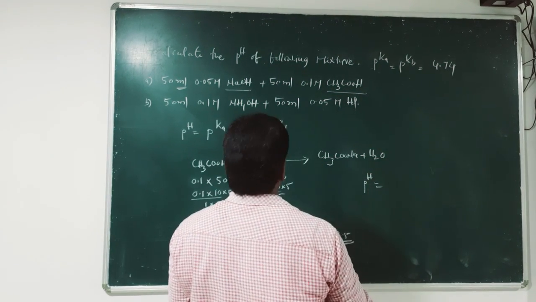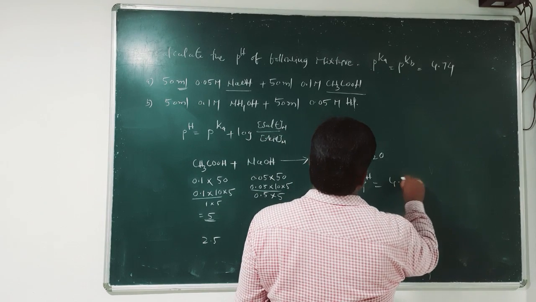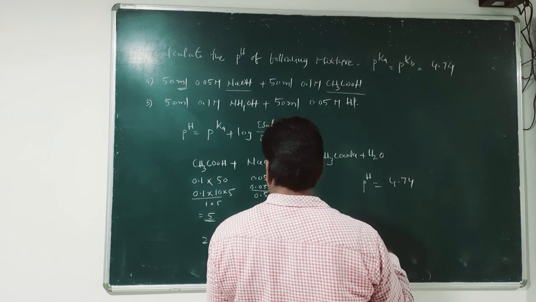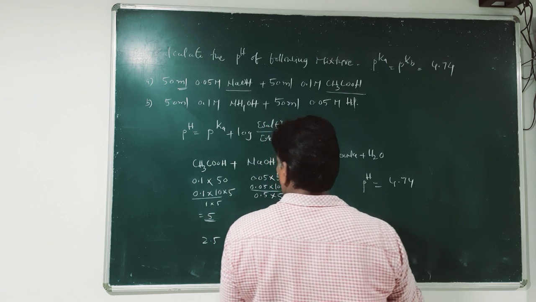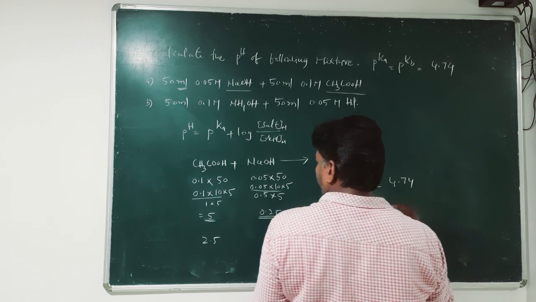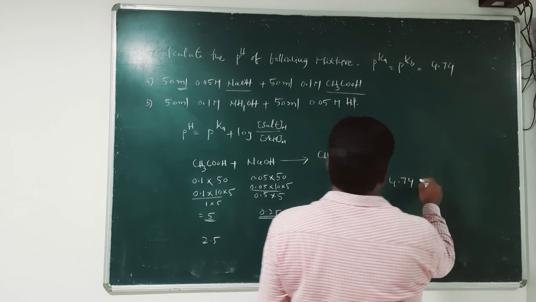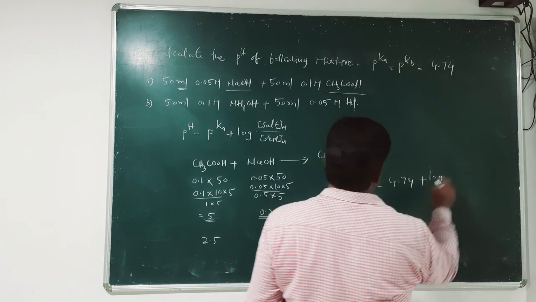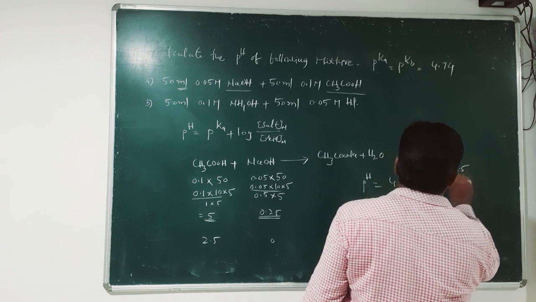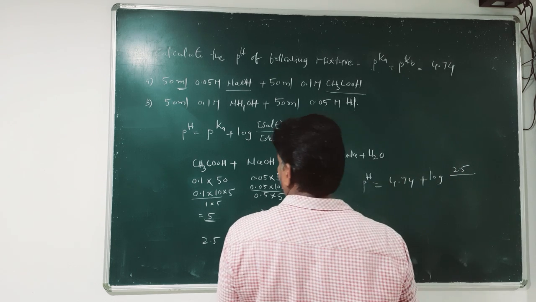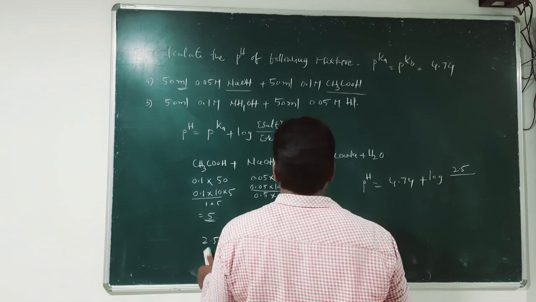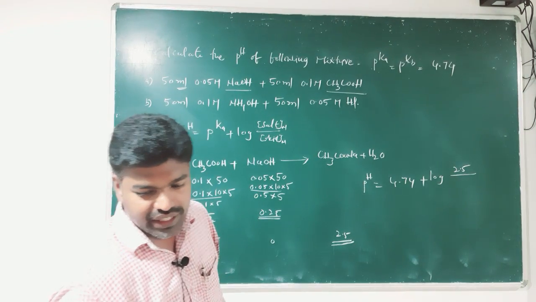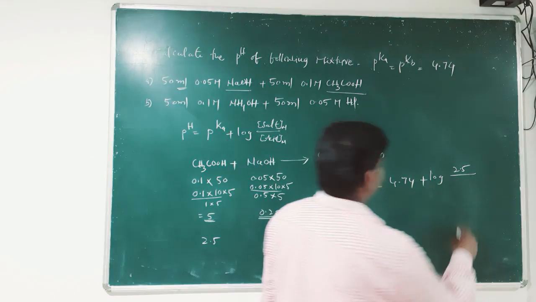pH is equal to pKa. What is the pKa? 4.74, plus log of concentration of salt. Salt concentration is 2.5 and acid concentration is 2.5.